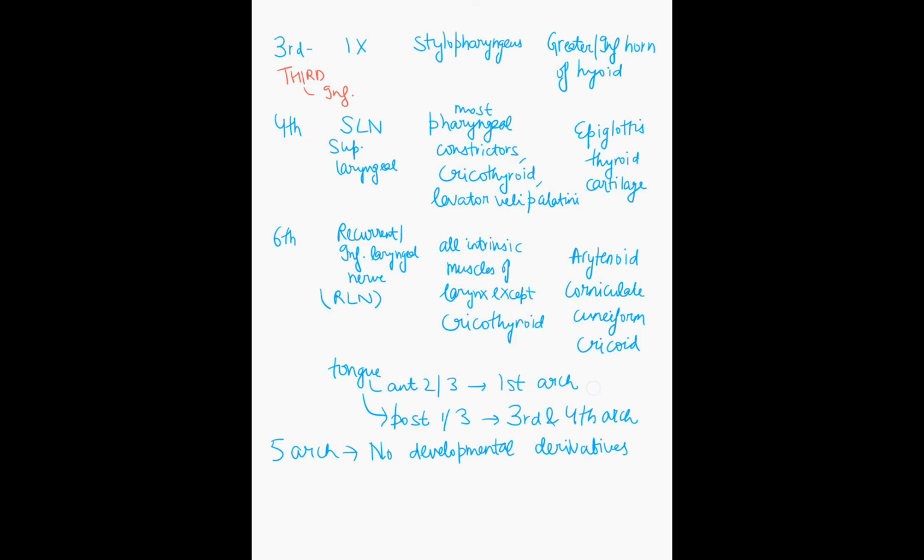Then we have the sixth arch. The sixth arch is the recurrent or inferior laryngeal nerve, and it supplies all the intrinsic muscles of the larynx. So all the intrinsic muscles will be originating from the sixth arch, except cricothyroid that was from the fourth arch.